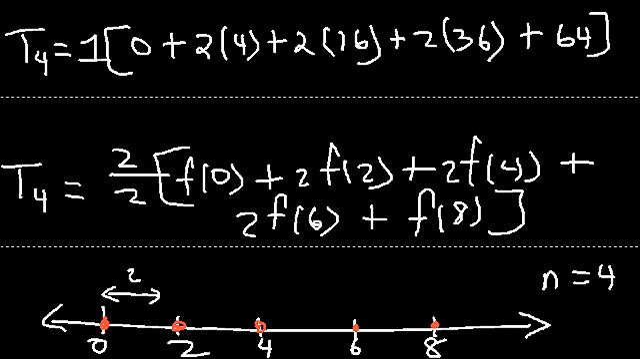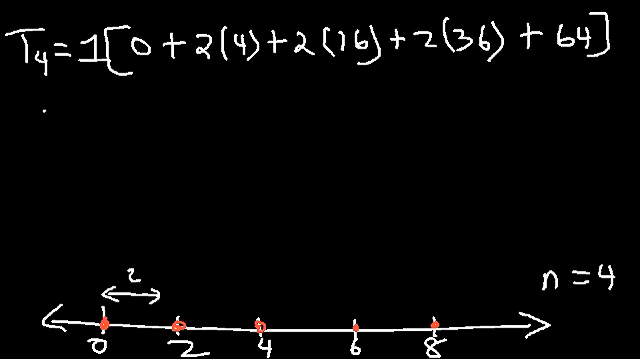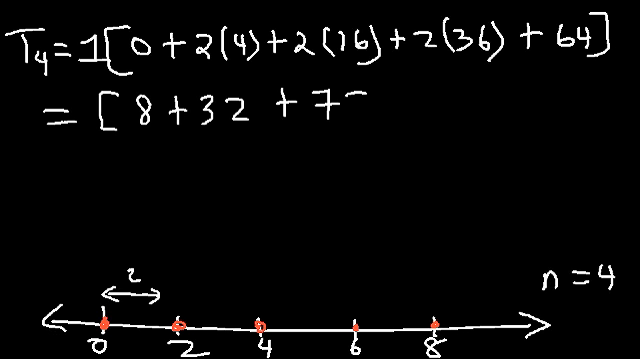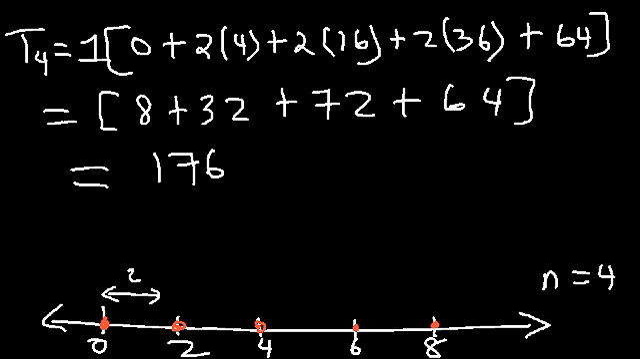So now let's add the terms that we have. Well, actually, first let's do some further simplification. 2 times 4 is 8. 2 times 16 is 32. 2 times 36 is 72. And let's add 64 to it. So 8 plus 32 plus 72 plus 64 is about 176, which is not too far away from 170.67. So this is still a good approximation. So that's how you can apply the trapezoidal rule to find the area under the curve or to approximate the integration value.